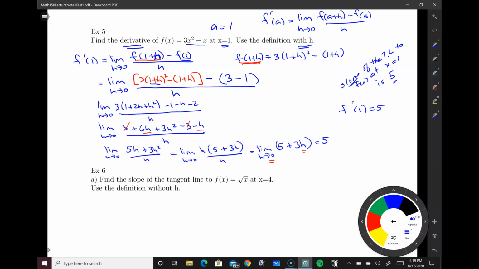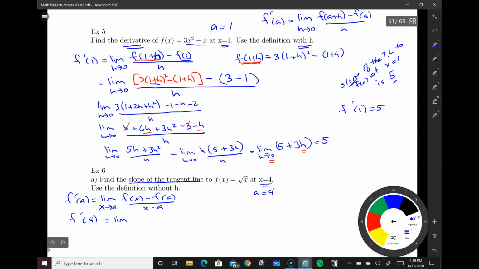This next one here asks us to find the slope of the tangent line, which is the derivative, for this function at this point a without h. So let me remind you what that means. So that's limit as x goes to a, f of x minus f of a all over x minus a. Okay, so I'm going to take a moment to put the 4 in, right, at x equal 4 means a is 4. So f of x minus f of 4 all over x minus 4.